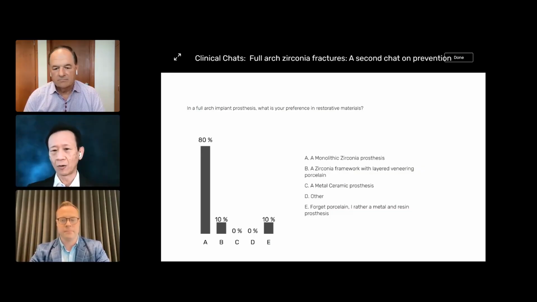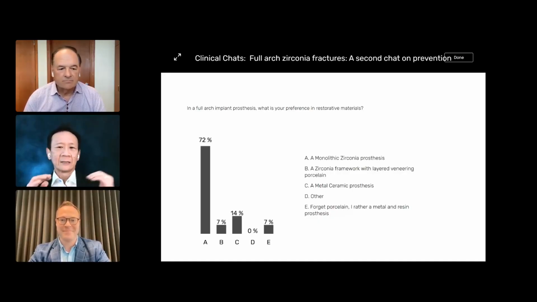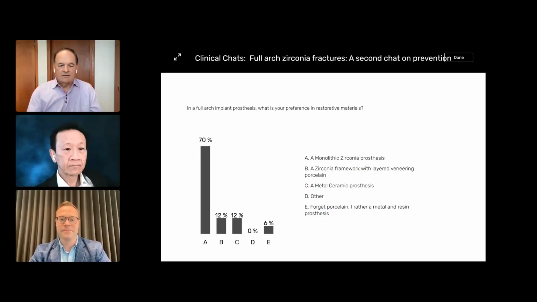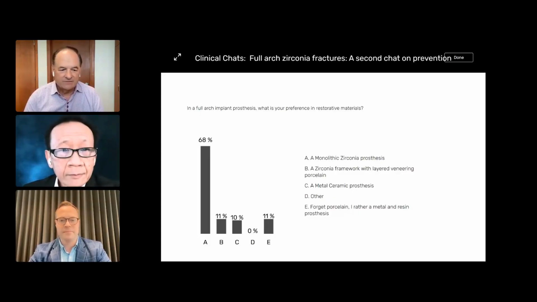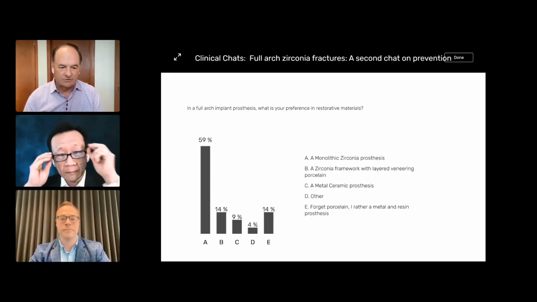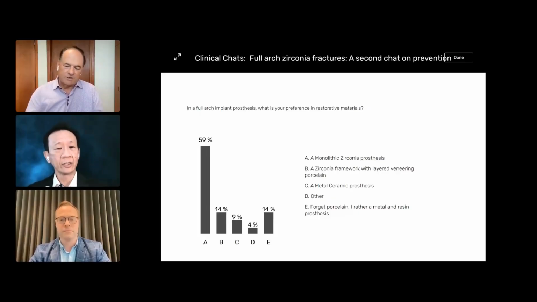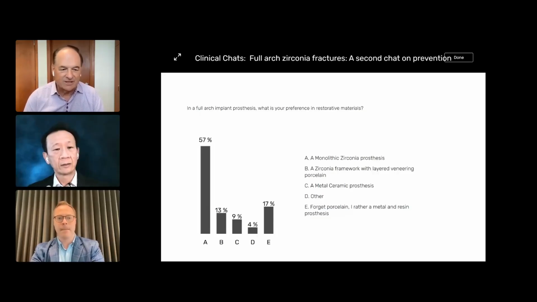While we're waiting for that poll, Brian, Frank, as I've asked this poll to our audience, I would like to take a poll between the three of us. Frank, what is your preference in restorative materials and why? Actually, it's between 2 for me currently, and it would be a monolithic restoration or one that has a metallic substructure with a zirconia superstructure. And we'll get into that conversation later, but that's kind of my tweak on things.